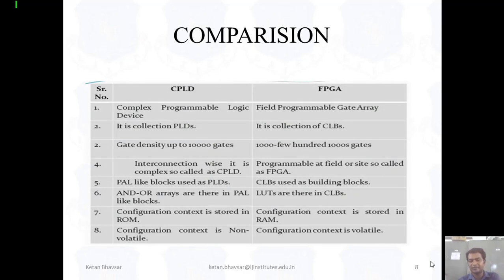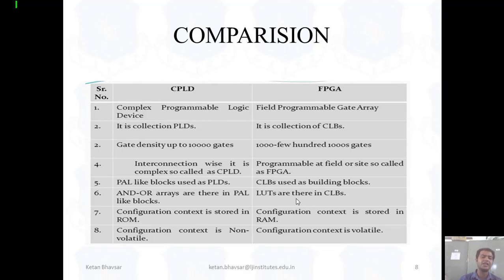As you can see, the full forms are programmable logic device for CPLD and field programmable gate array for FPGA. FPGA is a collection of programmable logic devices, or it is designed with the help of CLBs. The gate density is from 1,000 to a few 10,000s of gates. Interconnections make a complex design. It has programmable interconnections. FPGA uses CLBs for block programming, while CPLD uses PLA for block programming. You can see the LUT inside the CLB. Because of the LUT, you can identify the logic design, Boolean function, and K-map inside a LUT.